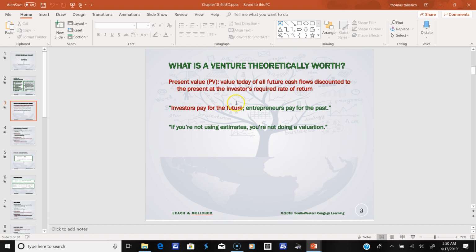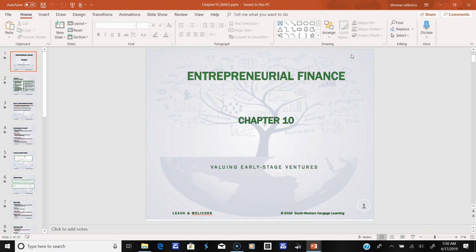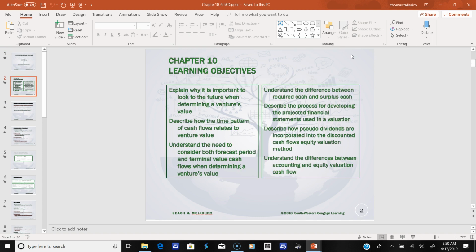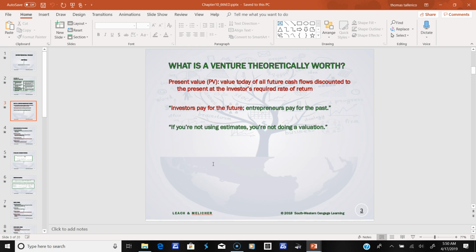Okay. And chapter 10 is about how you value early stage ventures, right? And that's really important. It's really with regard to cash flows: how do you look at cash flows and relate them to the value of an early stage venture? So we need to understand both the forecasting period and the terminal value of cash flows when determining a venture's value. And I believe here they talk about a brewery company, a microbrewery.